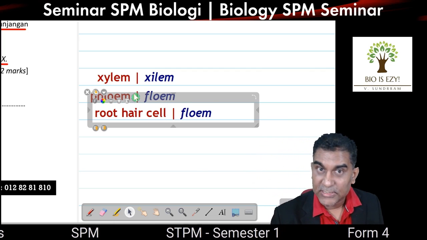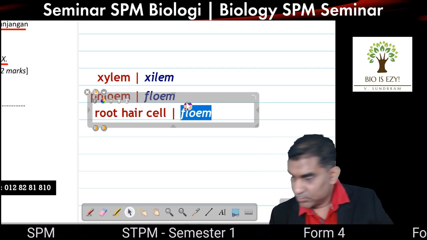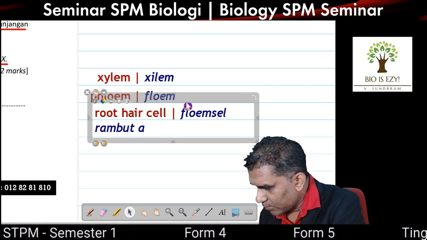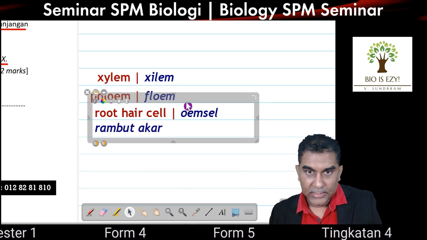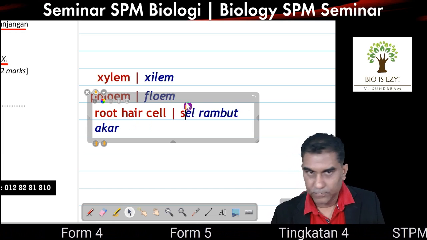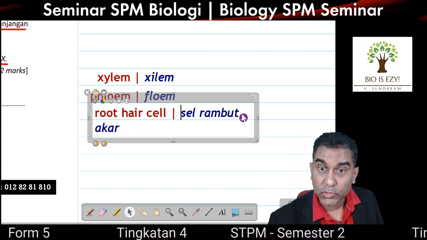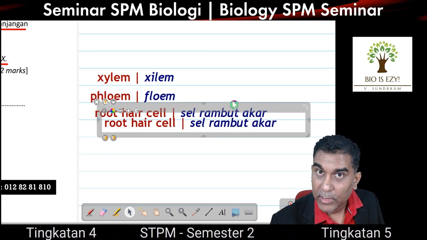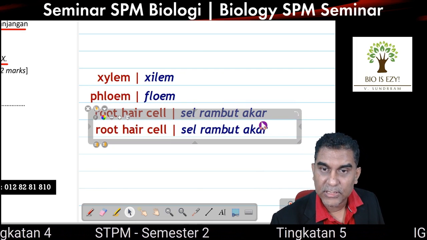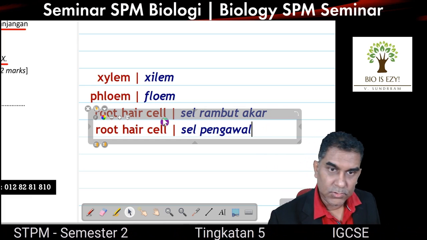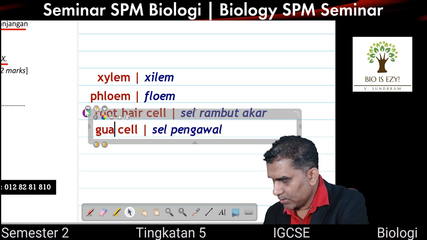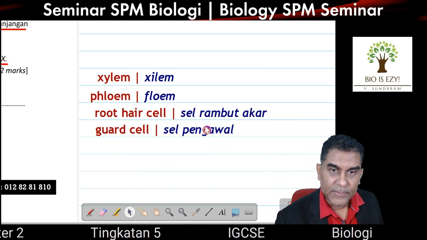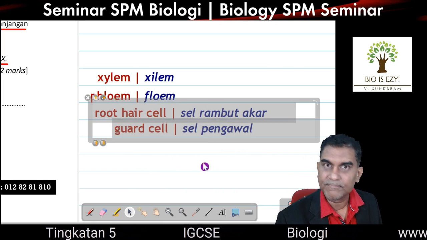We will do a question related to root hair cell later. So, ini adalah sel rambut akar. Ini adalah untuk syllabus baru. So, mengikut syllabus baru, contoh sel yang sudah mengalami pembezaan ialah sel rambut akar dan lagi satu ialah sel pengawal. So, this is guard cell. So, these are the two examples in the new syllabus.